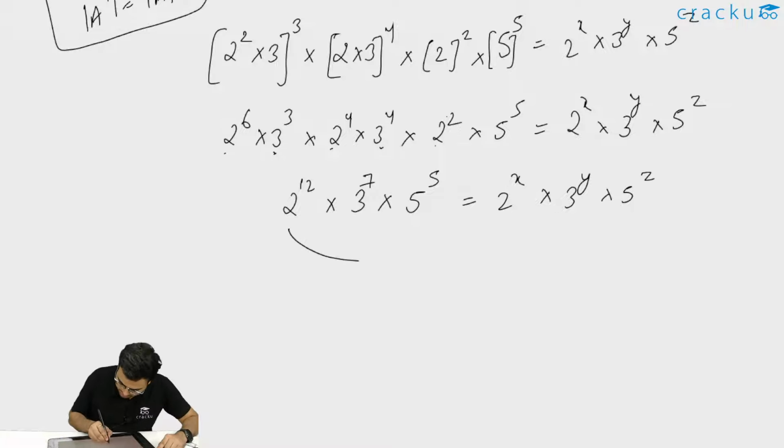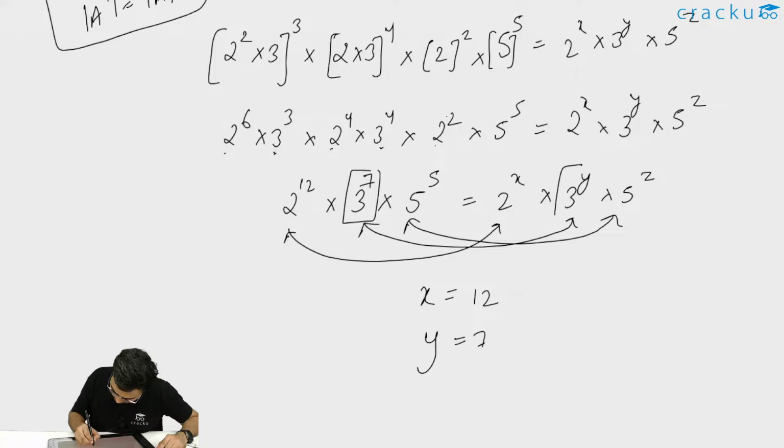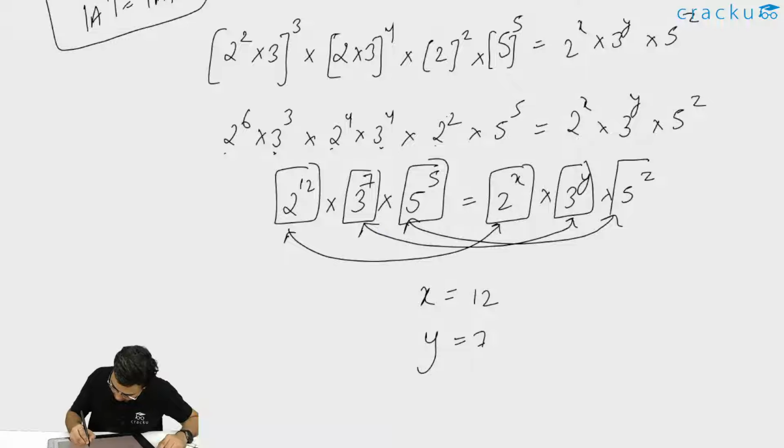We can compare these values: 2 to the power x with 2 to the power 12, 3 to the power y with 3 to the power 7 and 5 to the power z with 5 to the power 5. Value of x will be what? 12. y will be 7. We are comparing this one and this one, this one and this one, and this one and this one. So x is 12, y is 7, z is 5.